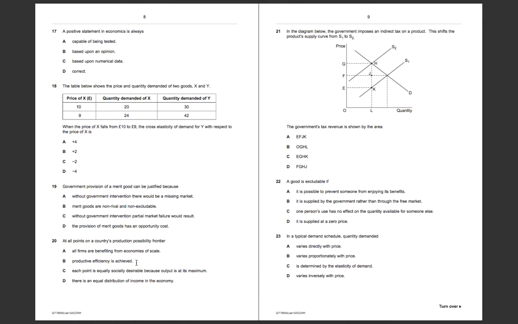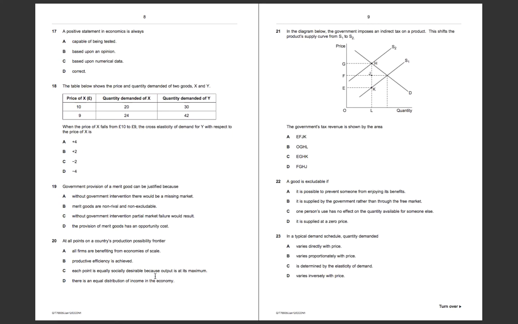B, productive efficiency is achieved. Well, there we go. It's what I just explained. Productive efficiency is achieved because with all the given resources or factors of production available to the economy, they're maximizing their outputs. And it doesn't matter what combination of goods they're maximizing the outputs with a given level of resources. Let's just explain why C and D are not correct.